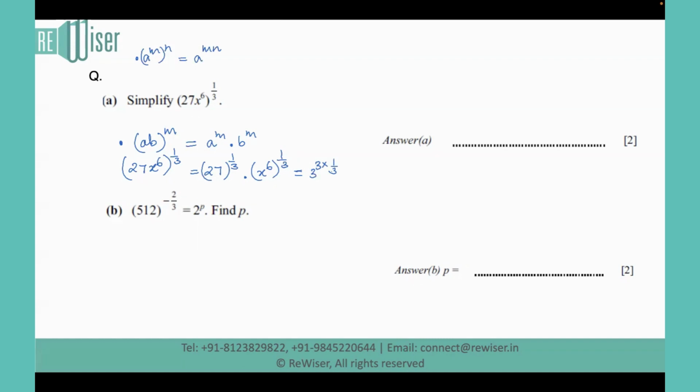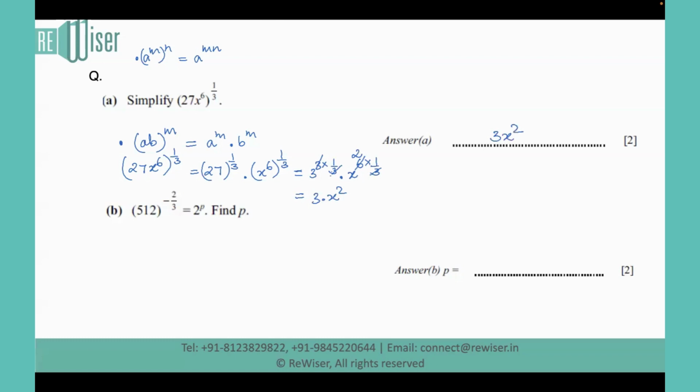And continuing with the problem, applying the same for x to the power 6 times 1 by 3, which will give us the solution as 3, and the 3 gets cancelled out over here. We can cancel out the 6 with 3, which will give us the power as 2. So we get 3 times x squared. So the final solution for part A is going to be 3x squared.